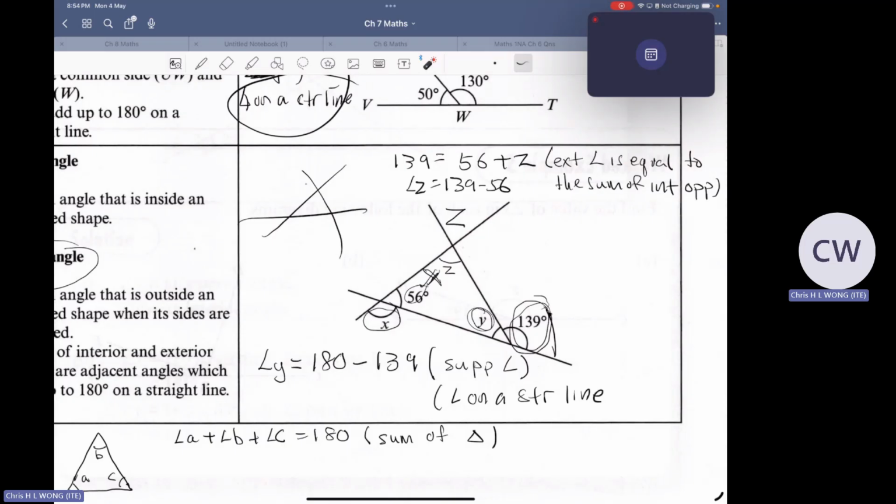Okay. So if you minus like that, you must tell me why they are equal. Why is this equal to this? Because of this reason. You must tell me.